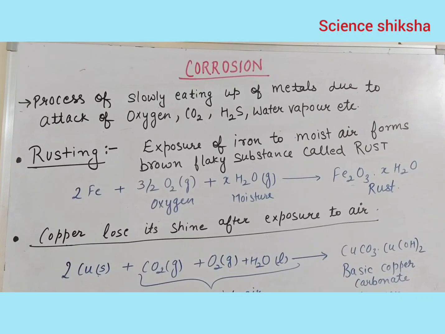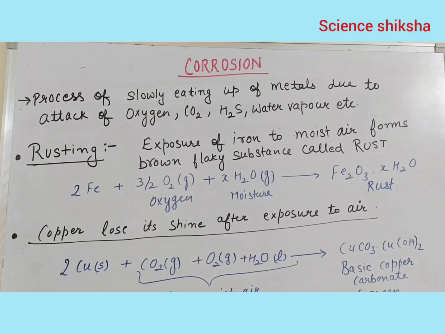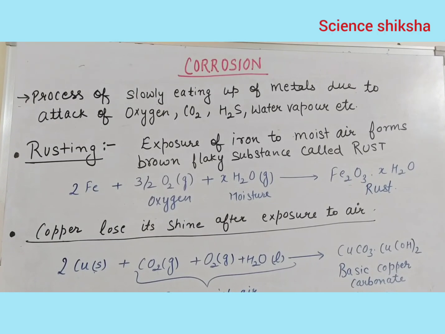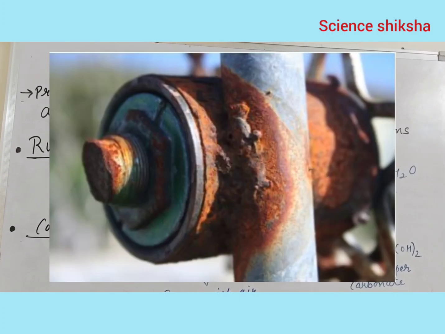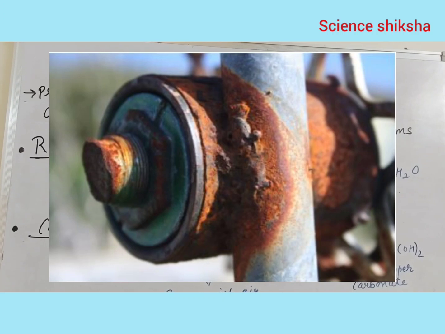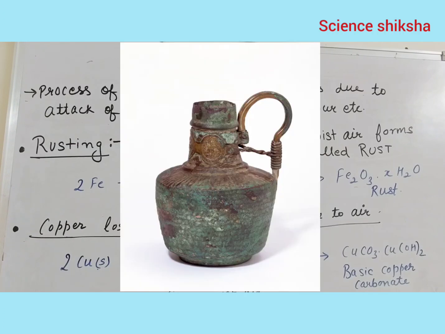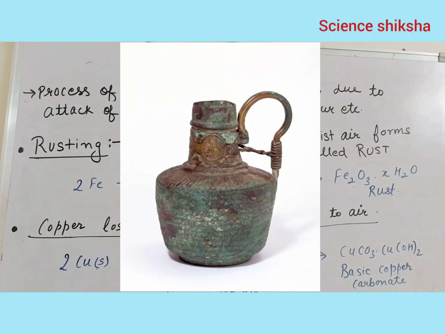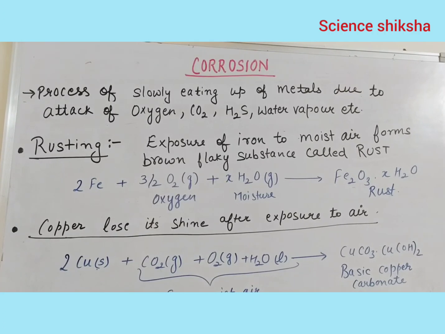Hello students, today we will learn about corrosion. All of you have seen a brown flaky substance over the iron objects, and also a black coating over the silver articles, and also a green color coating over the copper objects. All of these are examples of corrosion.